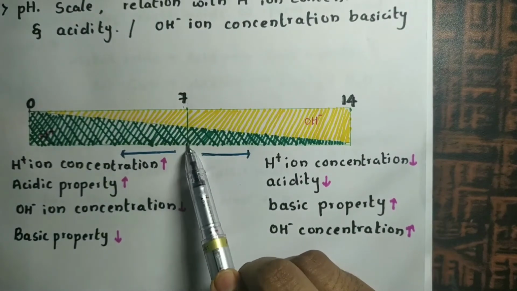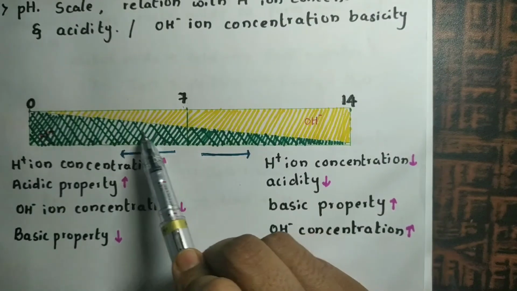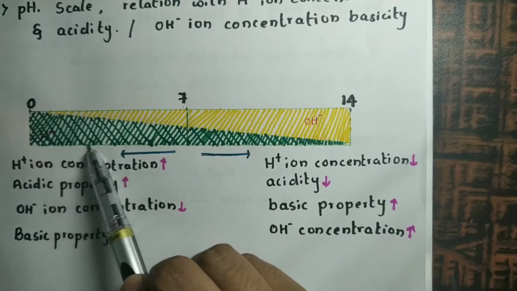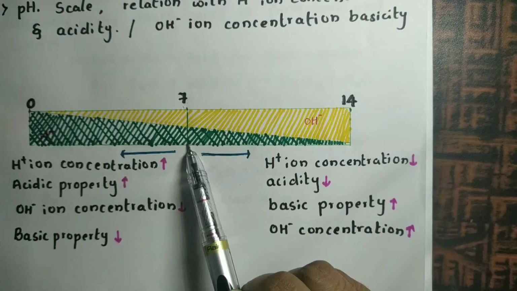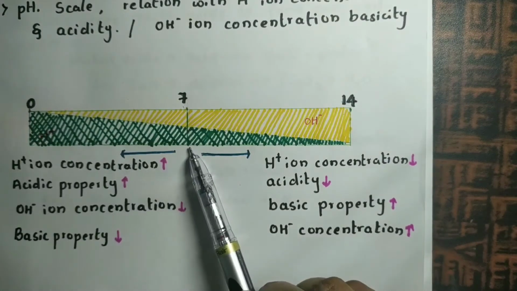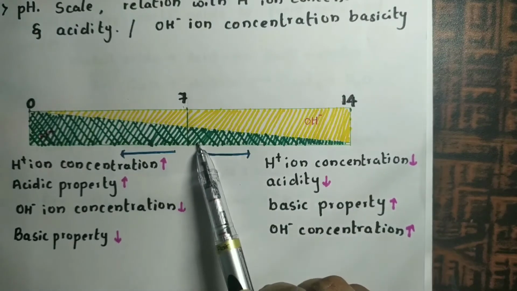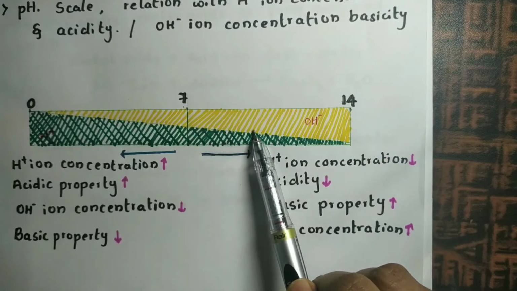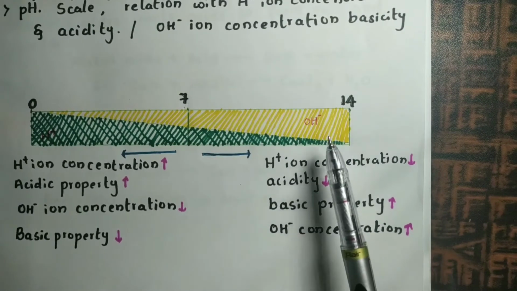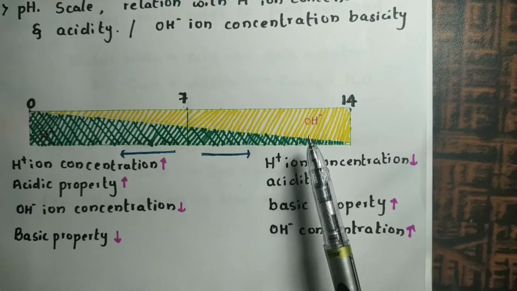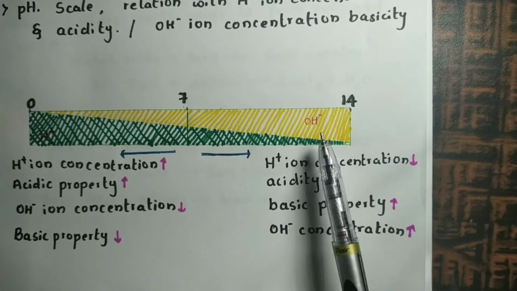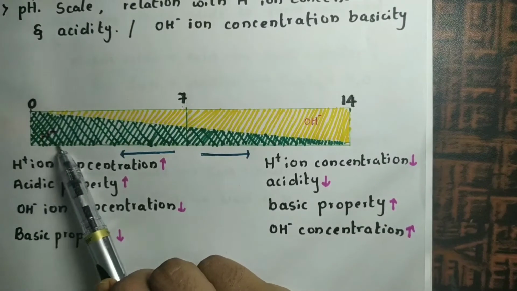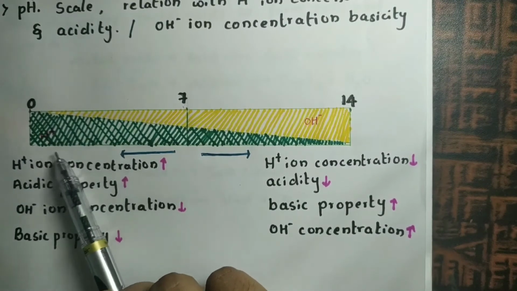So when you go from 7 towards 0, the concentration of the H plus ion increases. As you see, the area covered with the green increases as you move from 7 towards 0. But when you move from 7 towards 14, the area of the H plus ion concentration goes on decreasing, but OH minus ion concentration goes on increasing. So we can say that as the OH minus ion concentration increases, the basic property of solution increases. As the H plus ion concentration increases, the acidic property of any solution goes on increasing.